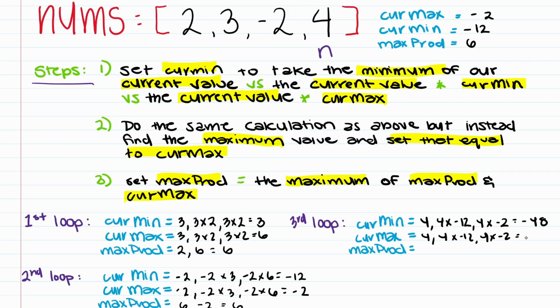What's the maximum of this? It's going to be 4. And then max prod versus current, so it's going to be 6 versus 4. And that's going to equal 6. And then our value that we're going to return at the end, so we're going to return our value of 6. And then we're done. And that's the answer.